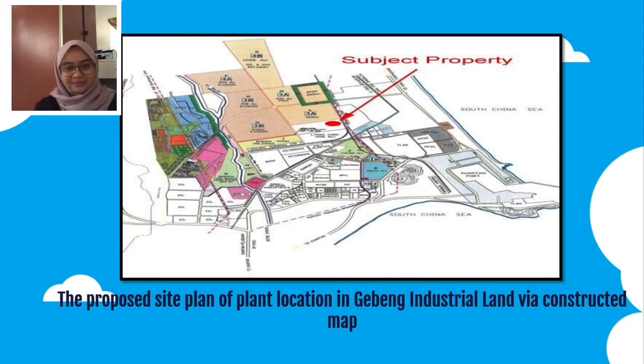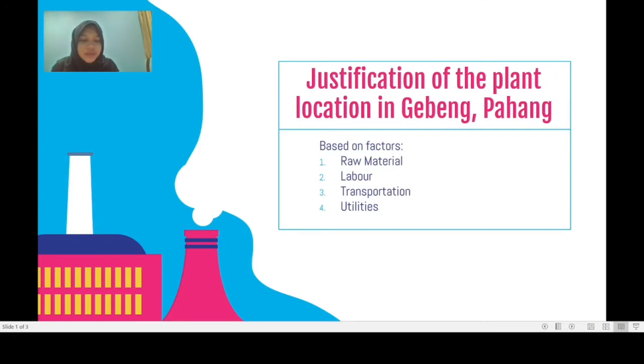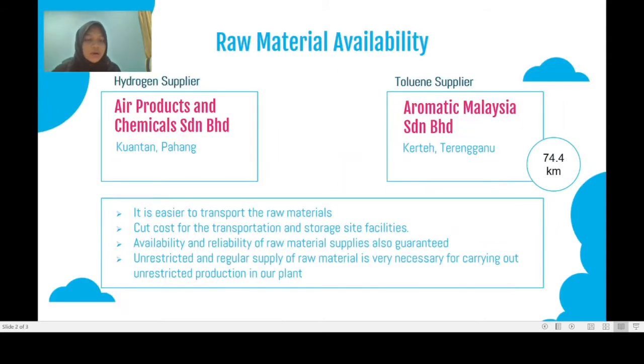Thank you. We're going to justify why we choose Gebeng as our location based on 4 factors. First factor is raw material availability. Since in our production of benzene, we use the toluene hydrodealkylation process, the raw materials needed are hydrogen and toluene.